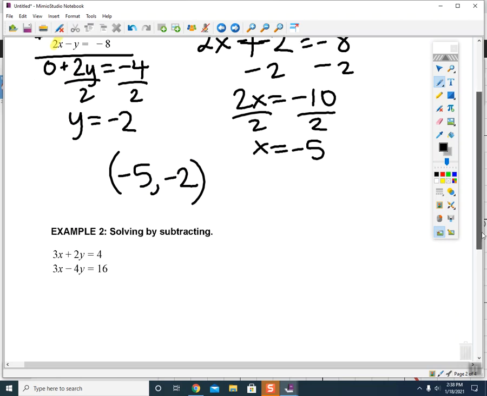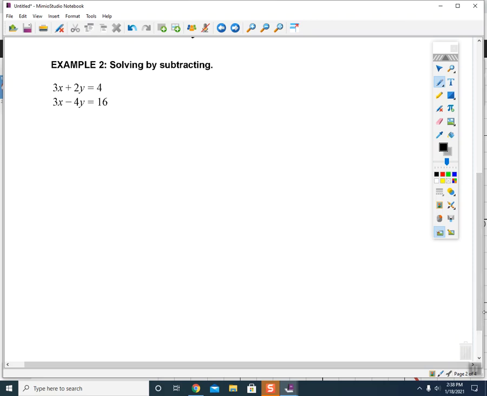Let's look at the subtracting one. Okay? I'm going to solve these by subtraction. I'm looking for my corresponding variables. My corresponding variables happen here. Okay? They're both positive, so I'm going to subtract these now. So 3x minus 3x is just 0. I'm not even going to write anything. I'm just going to say that's 0.